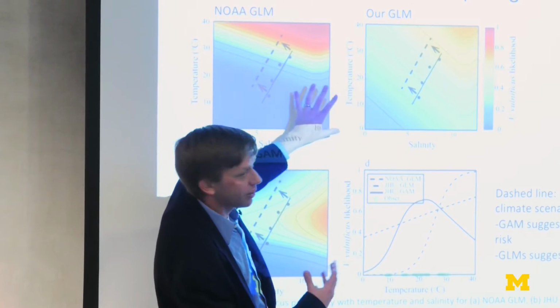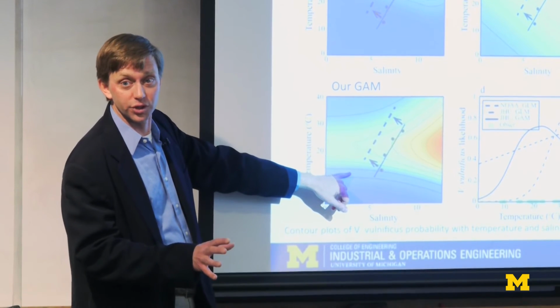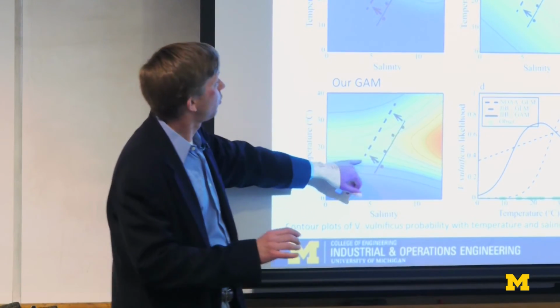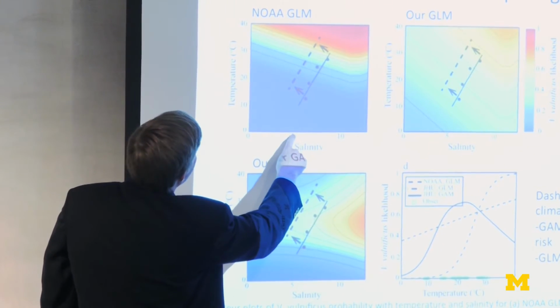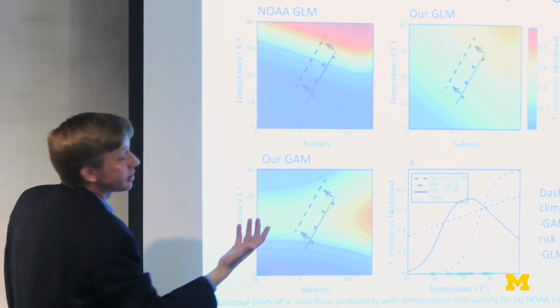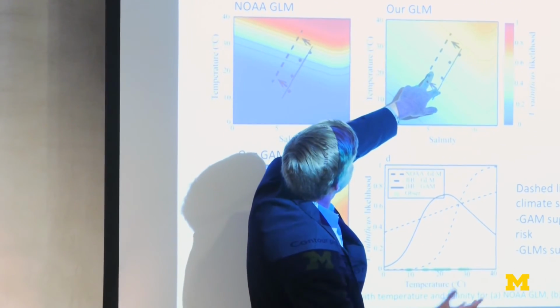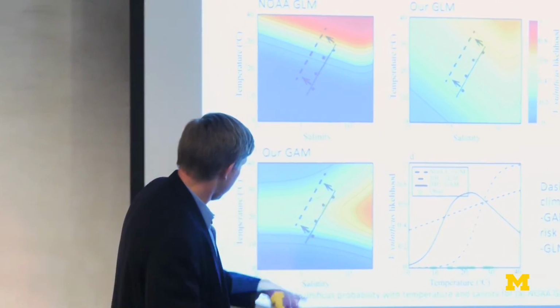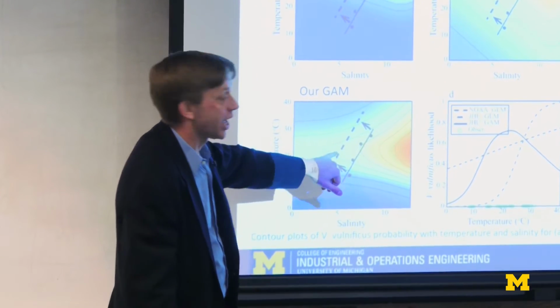Qualitatively, they're similar, but it's substantially different. Then we look at our GAM, and it's an entirely different sort of suggestion of what's going on. So here you'd say, OK, if I've got a salinity of 5 and a temperature of 20, I'm pretty unlikely to have Vibrios there. With our GLM, if I'm at 5 and 20, I'm moderately likely, 40%.